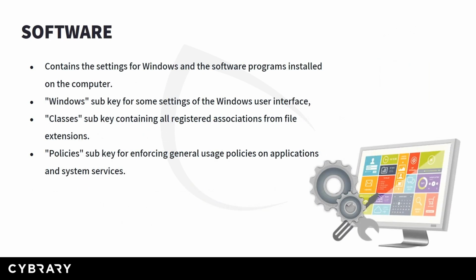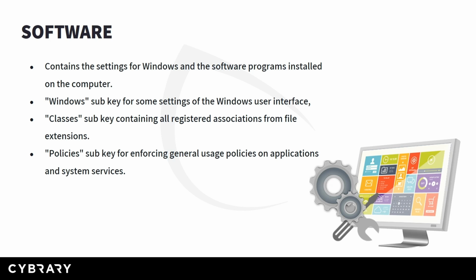The software subkey is the most commonly accessed registry key, as it contains the settings for Windows and the software programs installed on the computer. When a software program is installed, data is written to the software subkey to store application-specific settings. These settings are loaded into the computer memory each time the computer system starts, so that when a program is loaded by the user, they don't need to configure the program again.